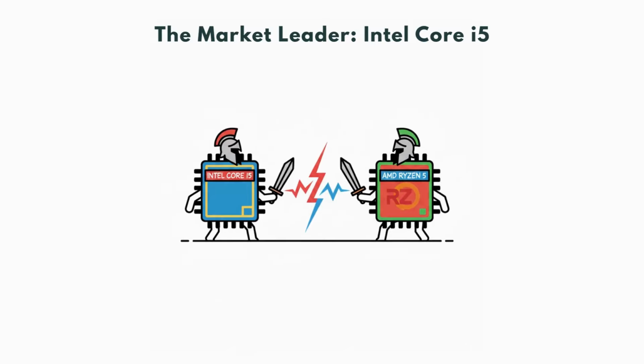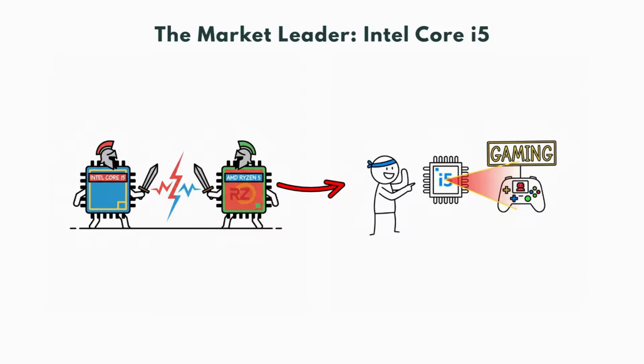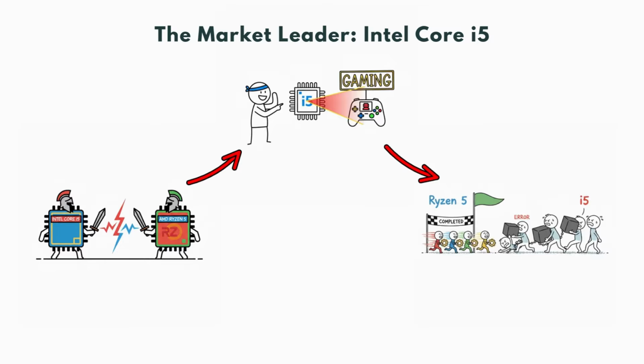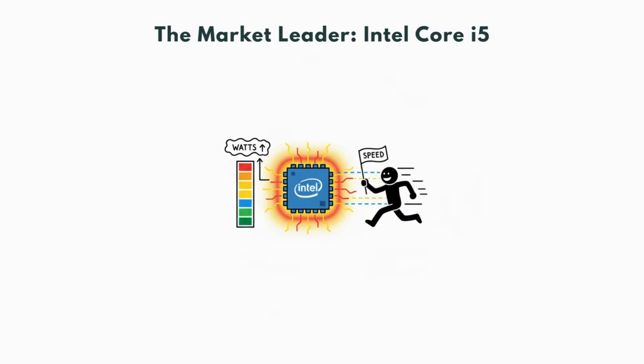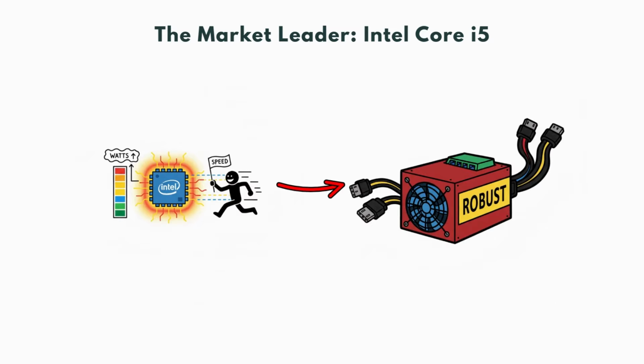The pain is the Ryzen rivalry. While the i5 offers strong single-core performance, great for gaming, it frequently loses to AMD's Ryzen 5 in multi-core efficiency and power consumption. Intel chips often push higher wattages to achieve these speeds, requiring more robust power supplies and coolers.